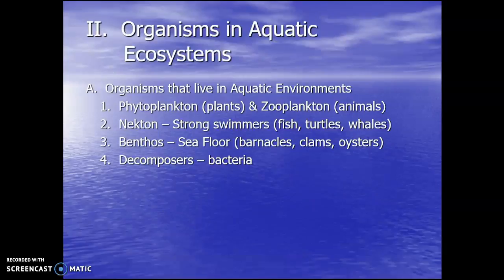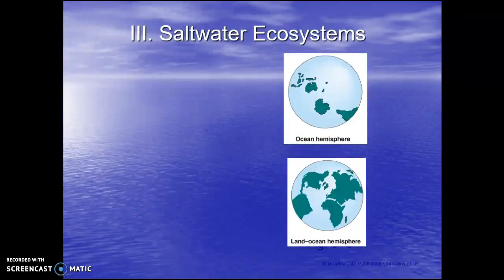So basically, there are four groups of organisms that live in aquatic ecosystems. They include phytoplankton and zooplankton, nekton, your strong swimmers, benthos that live on the seafloor, and decomposers such as bacteria. And these guys generally live from the top to the bottom.